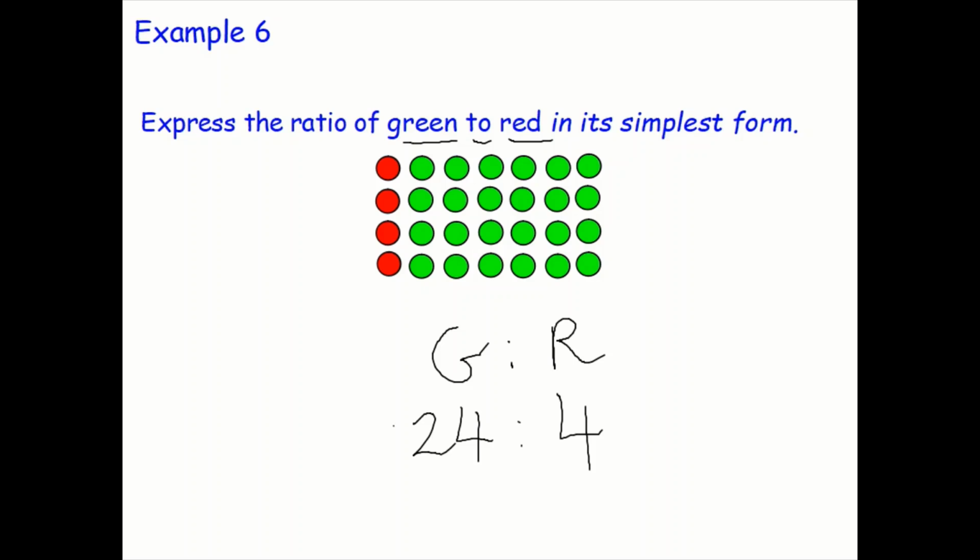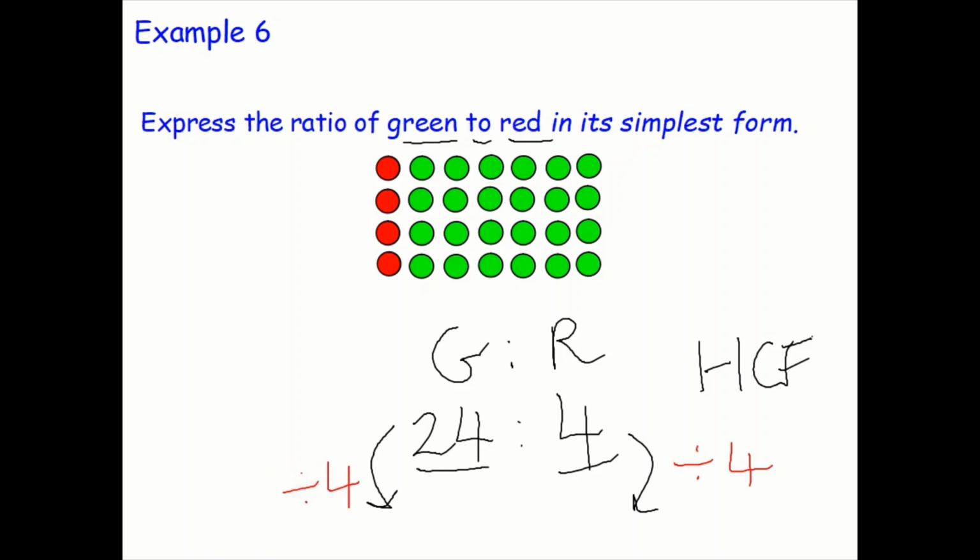Okay, so in its simplest form means I need to divide again through by the highest common factor, the biggest number that goes into both 4 and 24. And the biggest number that goes into both 24 and 4 is 4. So divide 24 by 4, I get 6. Divide 4 by 4, I get 1. So my ratio of green to red in its simplest form is 6 to 1. And indeed, you can see that 6 to 1 relationship by just looking at one individual line. There you go, 1, 2, 3, 4, 5, 6 to 1.